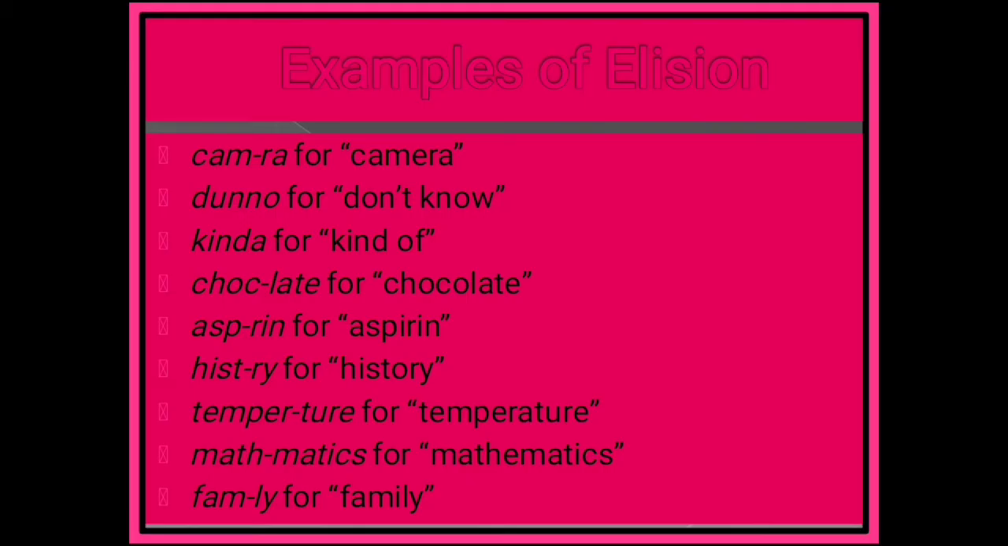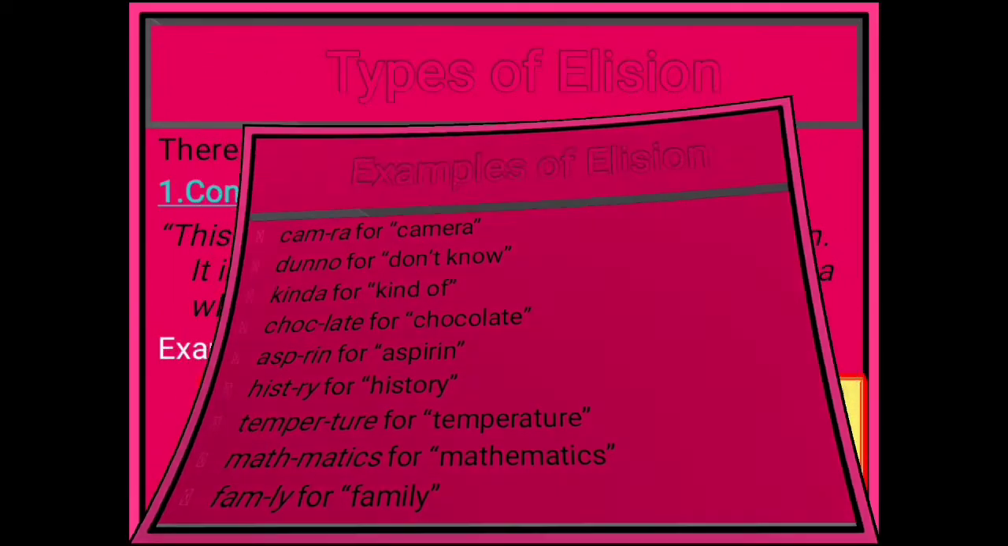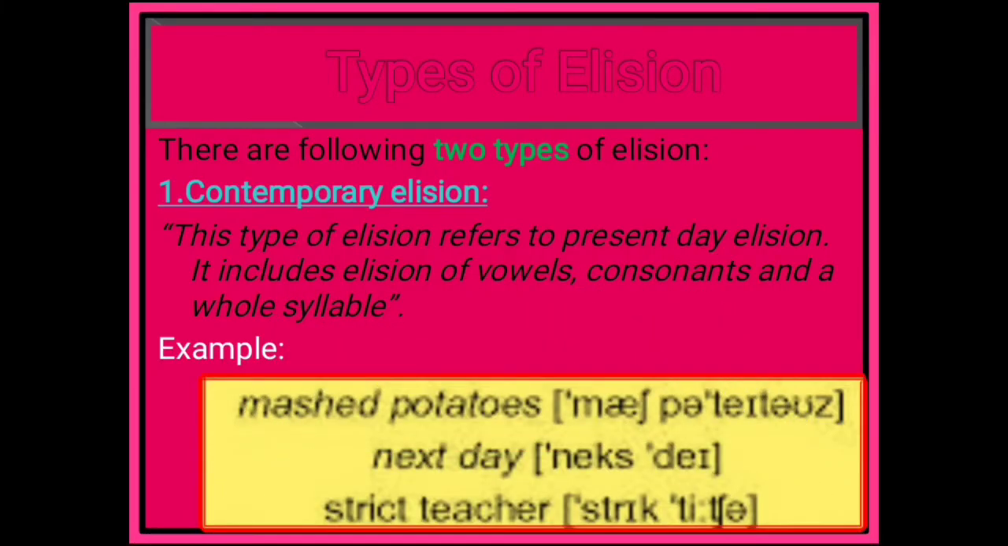There are many other examples, like most famous. In most famous, the T is dropped in most, so it becomes what? Most famous. The same in gold ring, the D is dropped, so it becomes what? Gold ring. And if we talk about types of elision, there are two types.